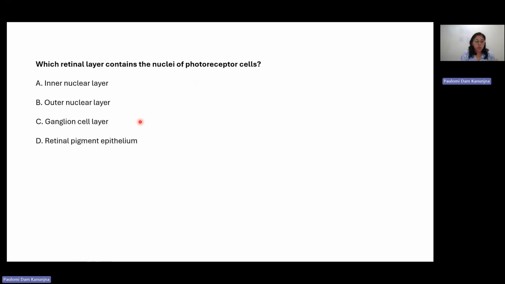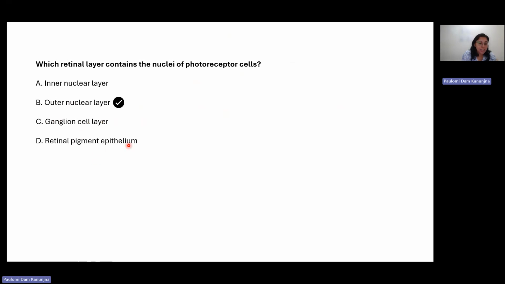Right. So if you remember, the answer to this is outer nuclear layer. Okay. So we have the nuclear layers: inner nuclear layer and outer nuclear layer. So then what does the inner nuclear layer have? They have all the other cells, if you remember: bipolar, horizontal, and amacrine cells. The ganglion cell layer has the ganglion cells.